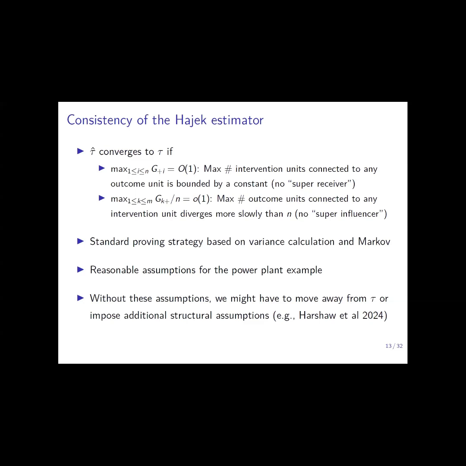So there's an asymmetry. The sparsity on the maximum number of intervention units is more important because the randomness of Z drives the limiting theorem. This condition we call no super influencer, but it's weaker than the first condition. There's no treatment unit affecting too many outcome units. C is also restricted.